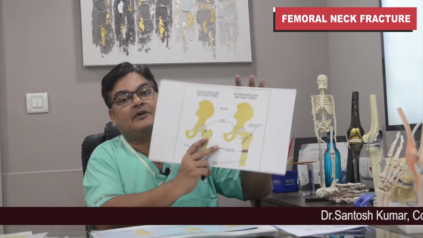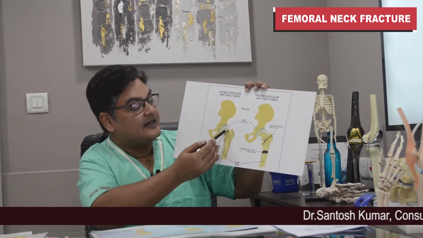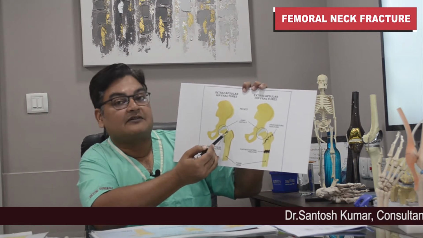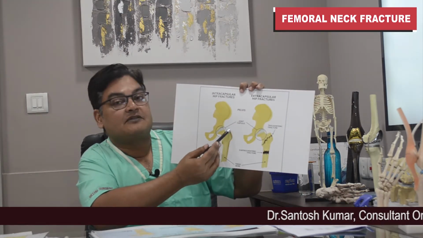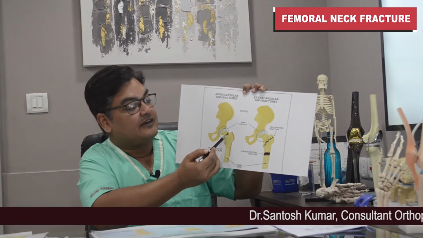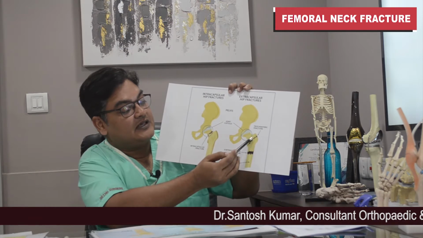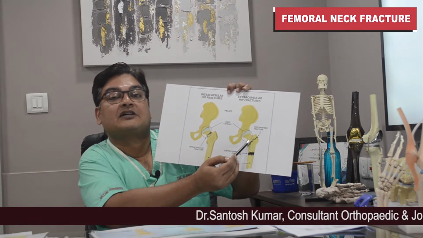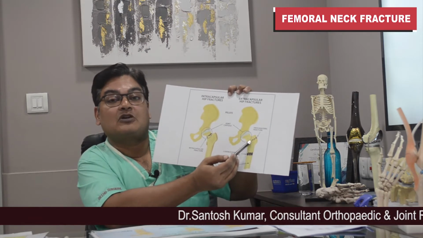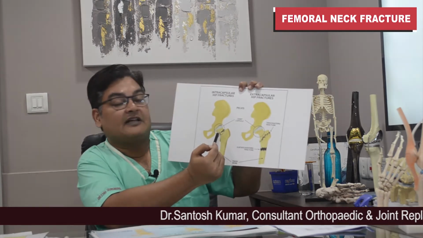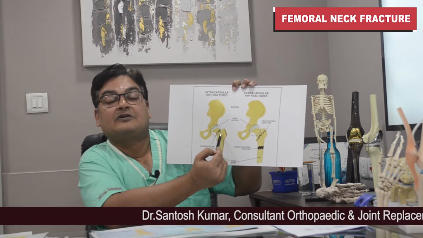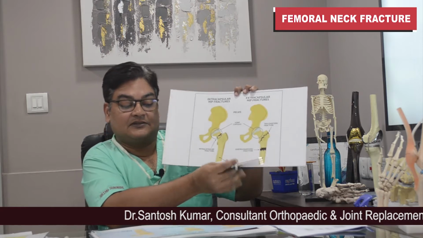So the same thing we can see clearly in this diagram. This fracture of the neck, which is well within the capsule of the hip joint, is known as intracapsular fracture, and this fracture of the neck which is outside the capsule of the hip joint is known as extracapsular fracture. Extracapsular fracture is almost always fixed, and intracapsular fracture can be replaced or fixed depending on the particular situation.